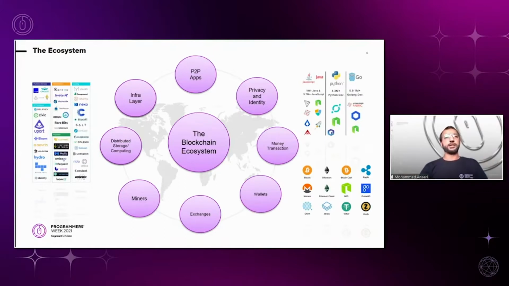So the ecosystem is not limited to these things. There are a lot more. There's a lot more to it. But in today's discussion, we are going to cover a few of them. We're going to touch on a few of them.